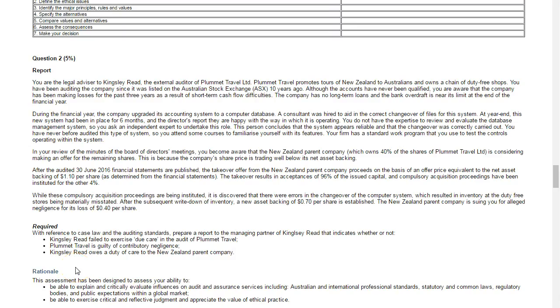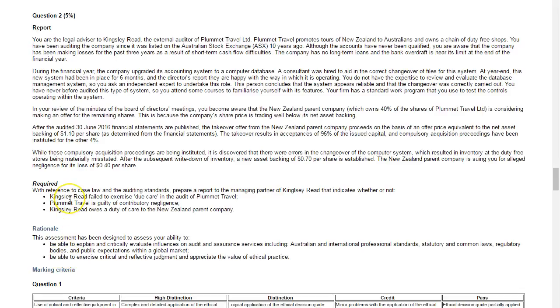Okay, on to question 2. Now, this is a legal liability question which covers a fair chunk of topic 3. And you can see in the required section, it's always the first thing you should probably go to, essentially there's 3 parts, and that's how you should structure your answer. So I'd like to see 3 parts to your question here. One is in relation to essentially negligence, whether Kingsley Reid is being negligent towards its audit client, whether Plummet Travel, the audit client, is guilty of contributory negligence, and whether Kingsley Reid owes a duty of care to the New Zealand parent, which is a third-party liability issue.